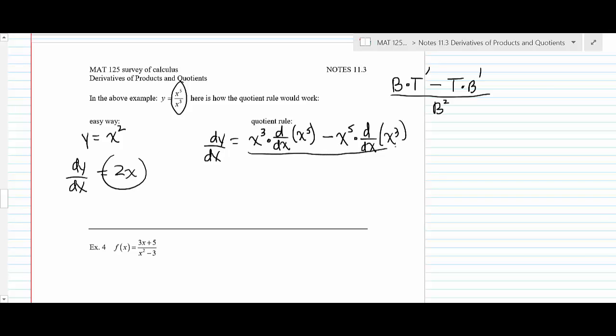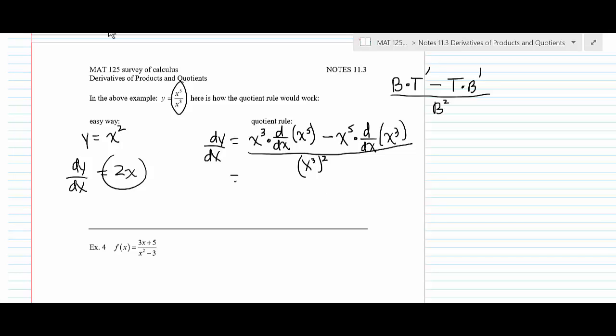Okay, then all over the bottom squared. So the bottom is x to the third, and then you're going to square that whole thing like that. Okay, and there's algebra issues that are going to pop up in this. So that's how that goes. Bottom, derivative of top, minus top times derivative of bottom over bottom squared. Does everybody see how it's set up?